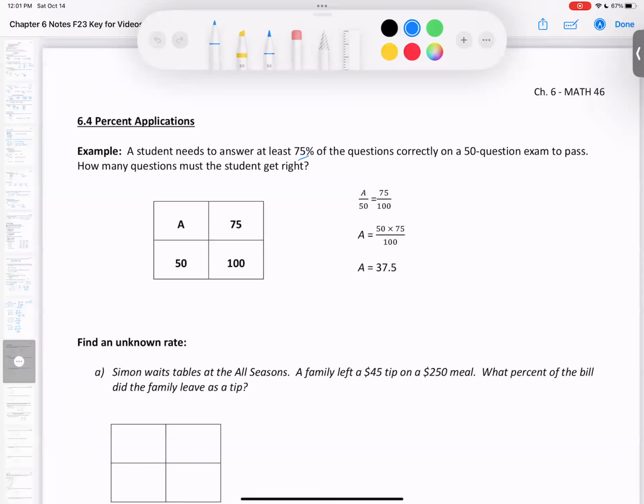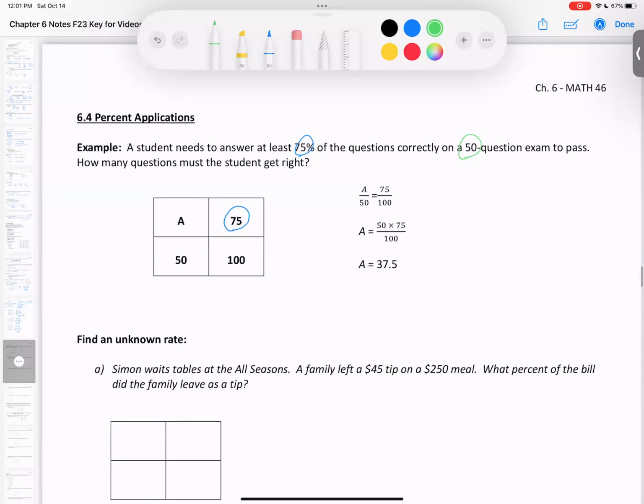So we want to know how many questions the student must get right. 75 is going to be our rate, so that goes in the top right. Our 100 always goes in the bottom right. What else do we know? It's a 50 question exam. Here there's an "of," but it's far away. This is still our base. The base is 50 because that's the total number. We're looking for the partial amount, the number of questions the student needs to get correct.